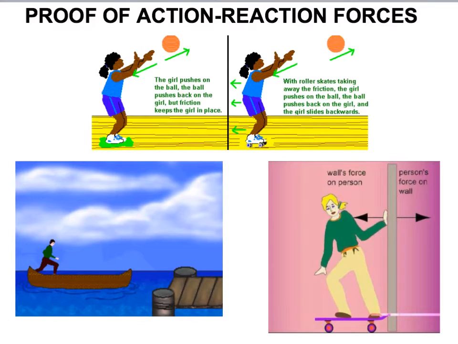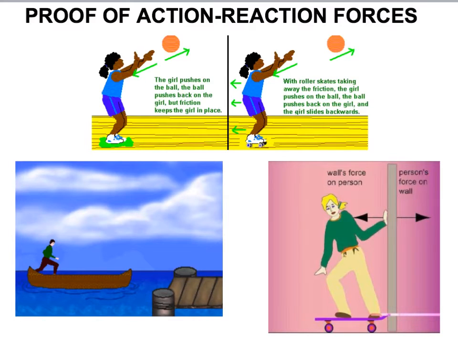Especially when you're given examples like a cannonball pulling on Earth, sometimes it's hard to believe Newton's third law. So there are a lot of cool examples where proof is shown of Newton's third law in action. Here's a case where a girl is shooting a basketball. Now what normally happens when you shoot a basketball is the force or interaction between your shoes and the floor keeps you in place. And that's a friction force that's involved.